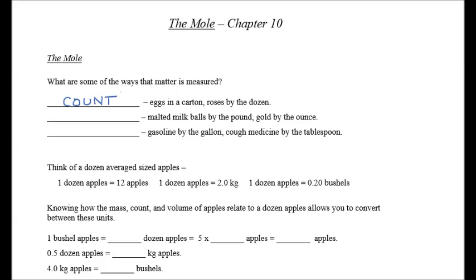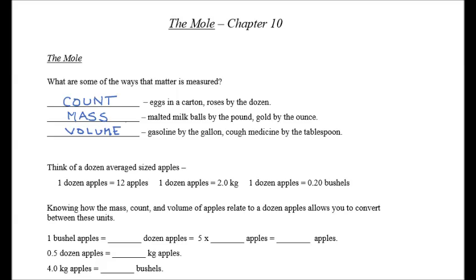things. So we can say there's 12 eggs in a carton. We can have 12 roses in a dozen. We can say the mass of something. We can buy malted milk balls by the pound. We can buy gold by the ounce. And we can measure by volume. We can say we buy gasoline by the gallon. We measure cough medicine by the tablespoon.